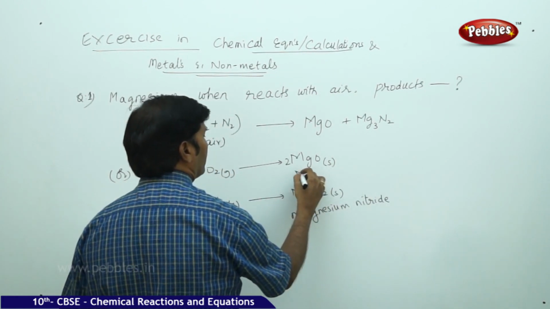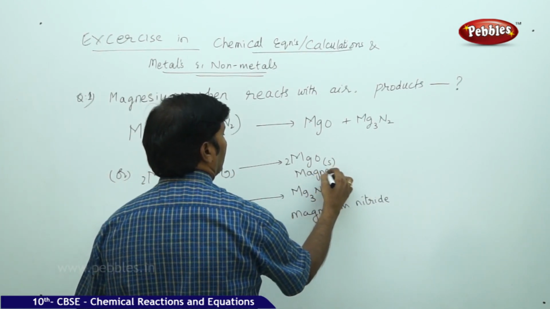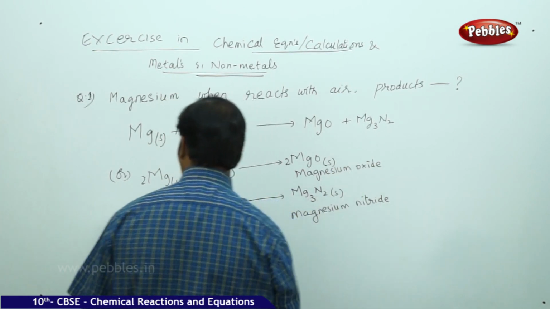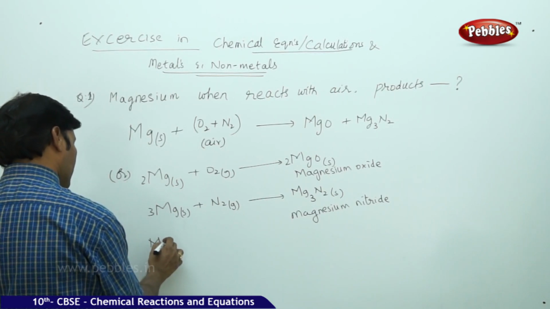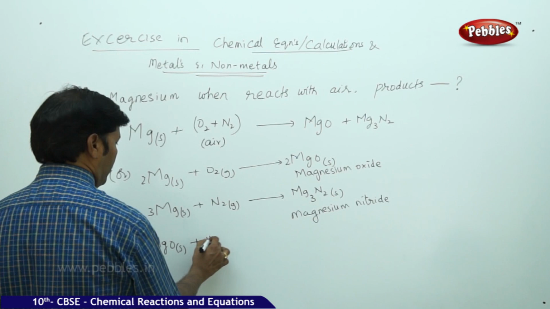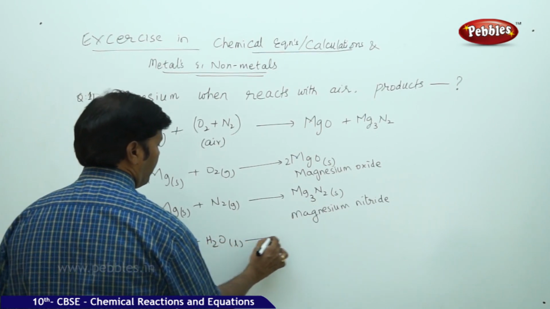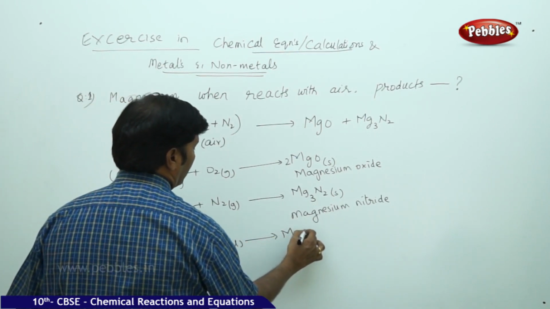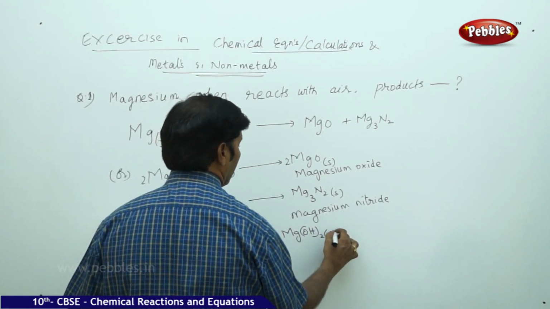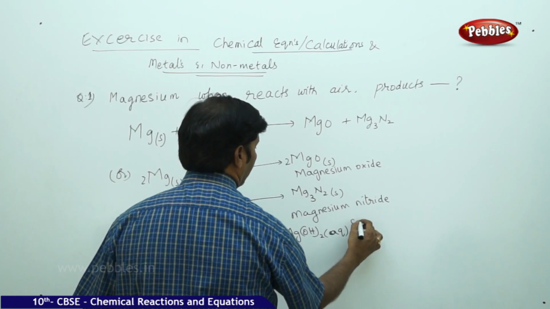And this is magnesium oxide. Again, take magnesium oxide. It's a solid. You dissolve it in water, liquid. It forms a base, magnesium hydroxide, aqueous. It's a base.